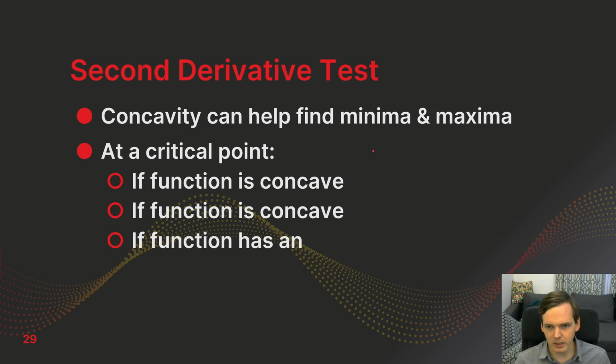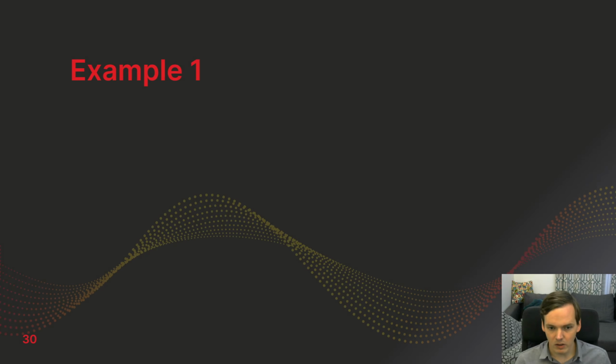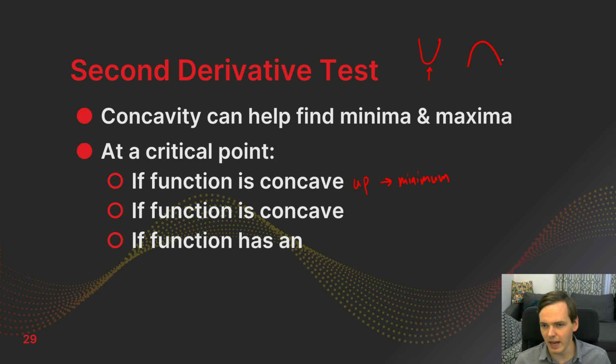So at a critical point, if the function is concave up, remember this is concave up, the smiley face, then that means this is where the critical point is, and so it's a maxima. Sorry, I think I said maxima, but it should be a minimum. Conversely, if it's concave down, or a frowny face, the critical point is at the top right here, and so that's going to be a maximum.